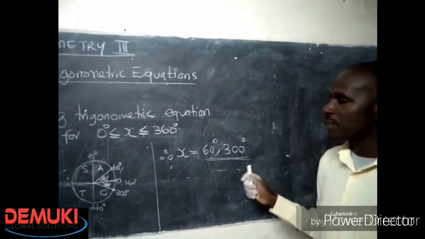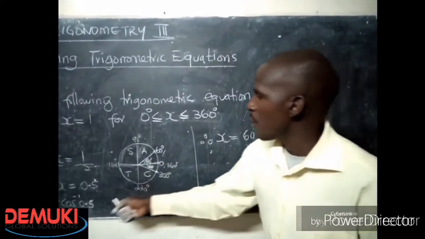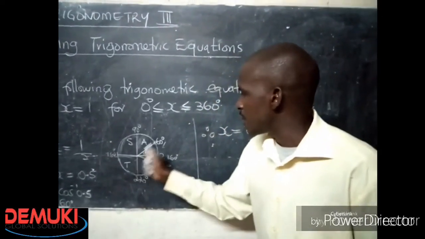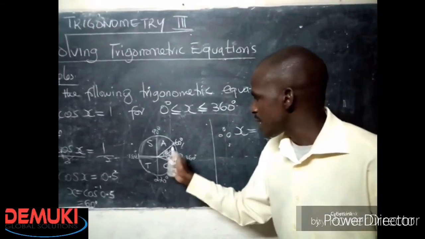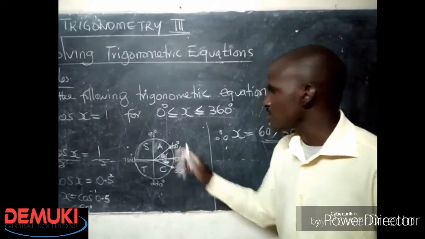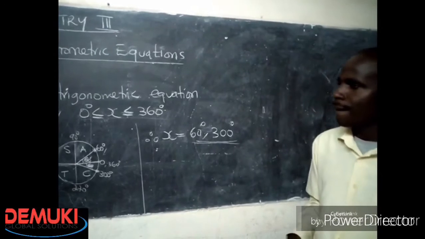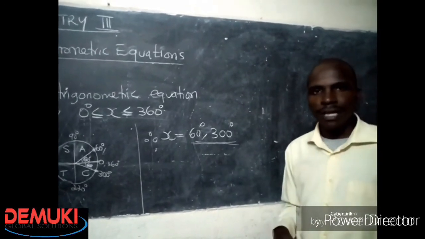So the trickiest part, which you should remember, is recognizing in which quadrant you place this value, and then once you place it, you get this angle. This is the answer you want, and also this is the answer you want. So you get two answers. That is how you approach that. We can work on other examples.